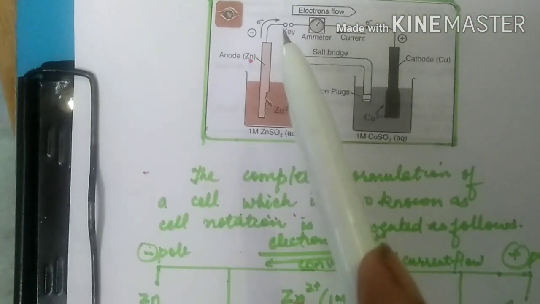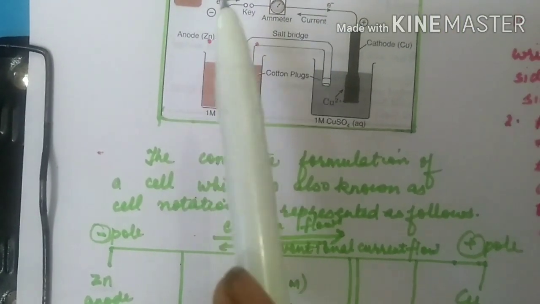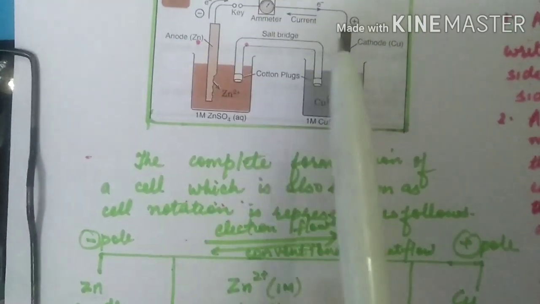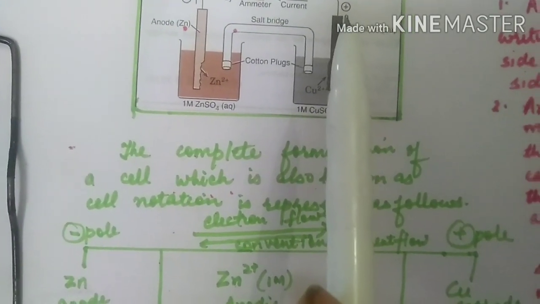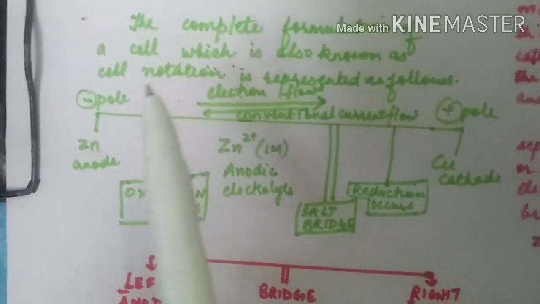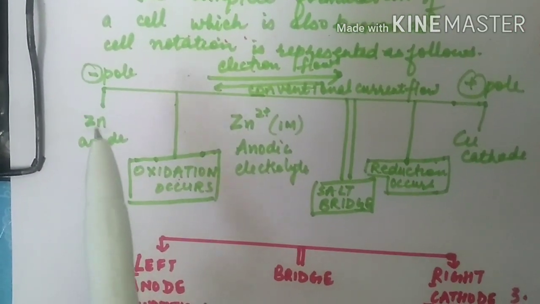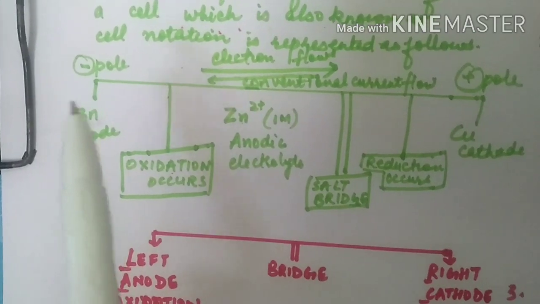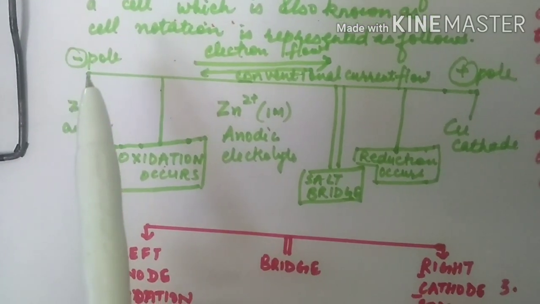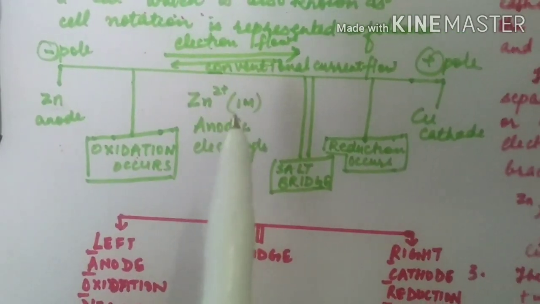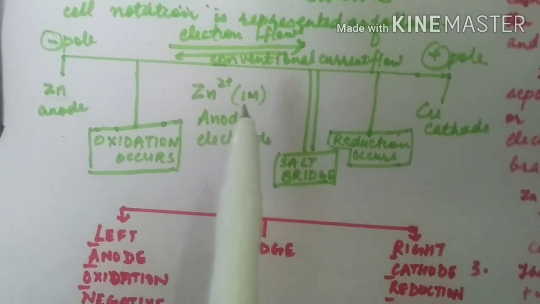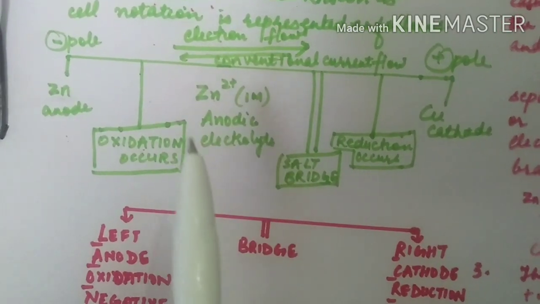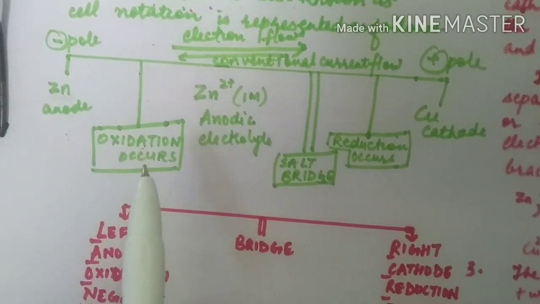You must also know the terms associated, like the electrode where electrons are lost is called anode and it is given negative charge, and the electrode which takes the electrons is called cathode and is given the positive charge. So we have represented this in our cell notation. First we will write the anode, then this anode is assigned the negative pole, then we write down the ions, vertical line, then ions into which the anode is dipped, we write its concentration in brackets. Now this is the electrode where oxidation occurs.